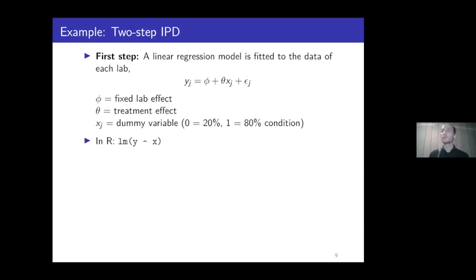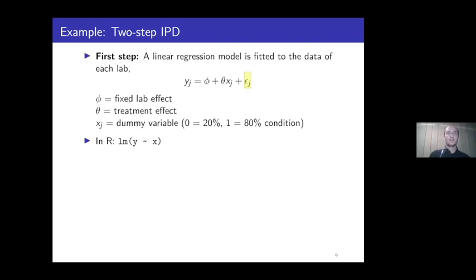Let's first start with the two-step approach and how this works. In the first step, we are fitting a linear regression model, just a standard regression model, where Yj refers to the score on the dependent variable of participant j. Then the phi is a fixed lab effect, and theta xj refers to the treatment effect, where xj is a dummy variable, where 0 refers to the 20% condition and 1 refers to the 80% condition. And epsilon j is the sampling error.